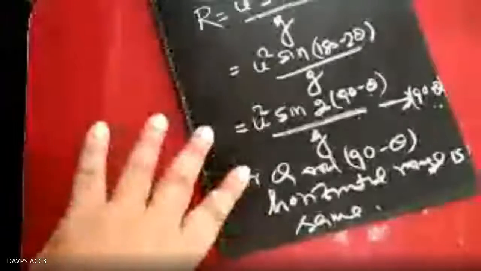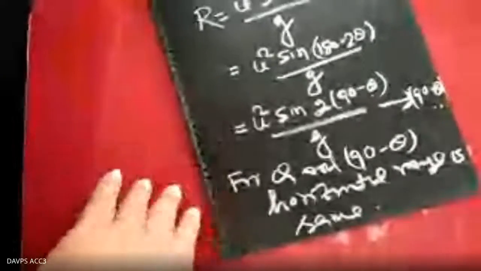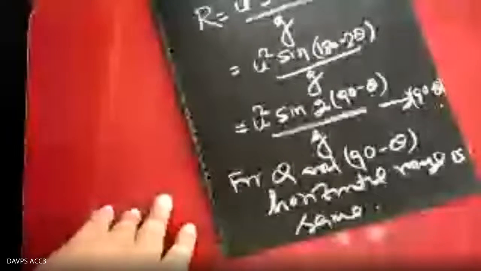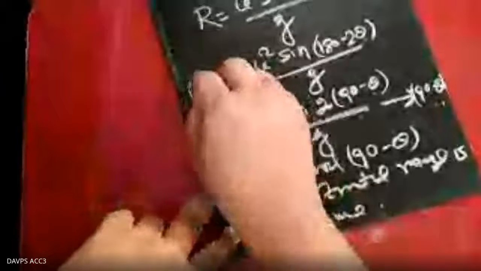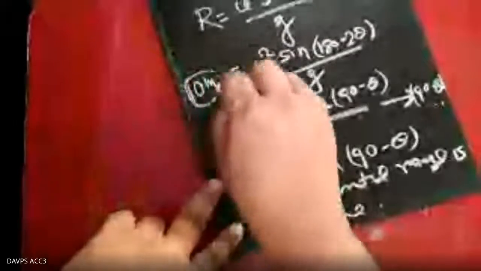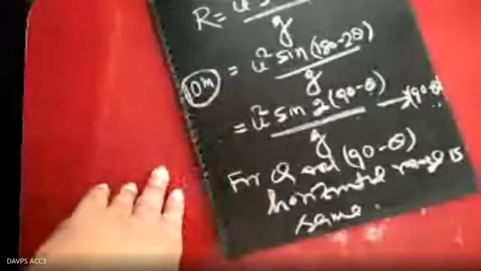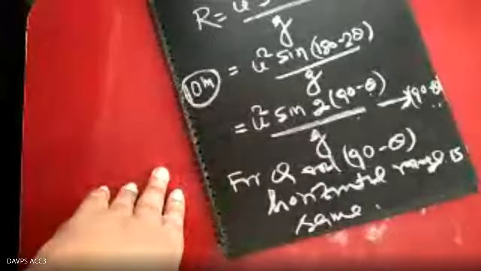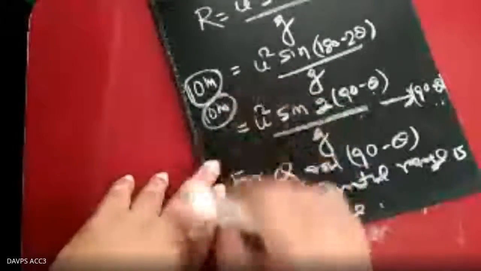A projectile is fired making an angle 30 degree. Making 30 degree, I threw the projectile and I got a horizontal range of 10 meter. Clear? When I throw at 60 degree angle, how much horizontal range will I get? Sir, 10 meter only. Very good. That will be the 10 meter only.